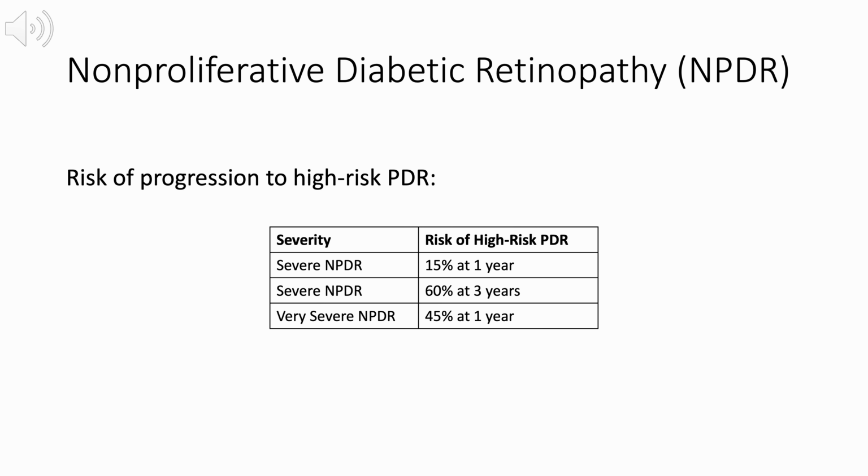Second, look at what happens to severe NPDR over time. 15% at 1 year becomes 60% at 3 years. So a patient with severe NPDR whom you elect to observe has more likely than not developed high-risk proliferative disease within 3 years. These numbers are the quantitative justification for the shortened follow-up intervals we saw in the management table earlier, and they are the reason we begin to consider treatment at the severe NPDR stage rather than waiting for neovascularization to appear.